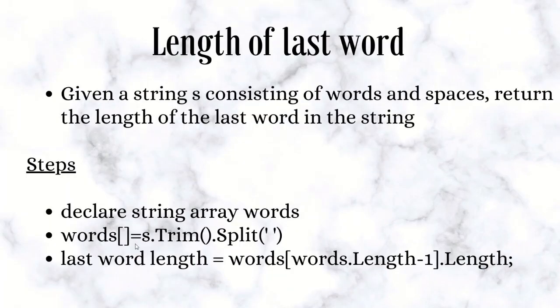And what we are going to do is populate this array by splitting the string using the split method. We are splitting by space, so that whenever a space is encountered in the string, it will be split, and that word will be added into the words array. And finally, we will find the last word's length: words dot length minus 1 is the last word, and we find the length of that word.